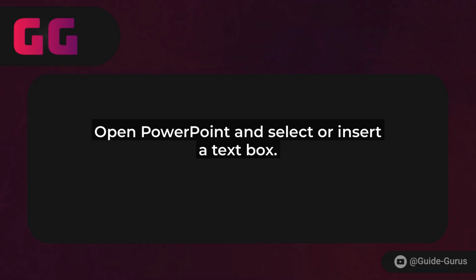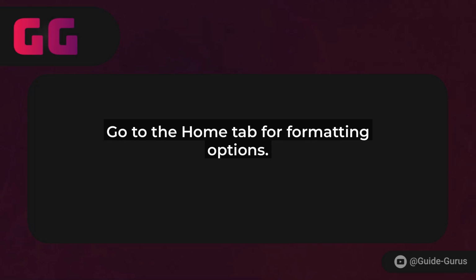Let's dive right in. First things first, make sure you have PowerPoint open. If you're starting from scratch, create a new presentation and add a slide. Now, select the text box where you want your bullet points. If there isn't one, go to the Insert tab, click on Text Box, and draw one on your slide.